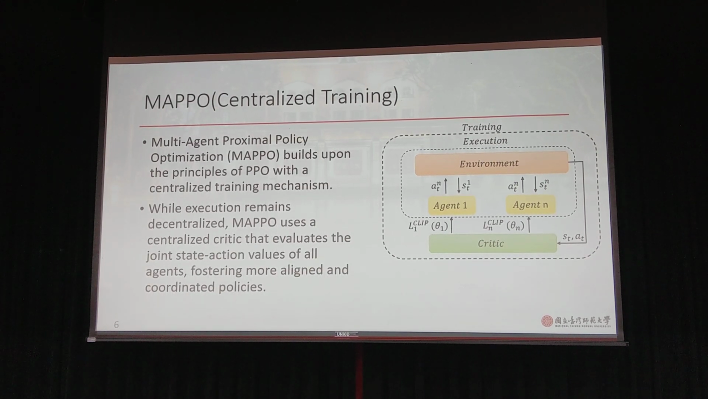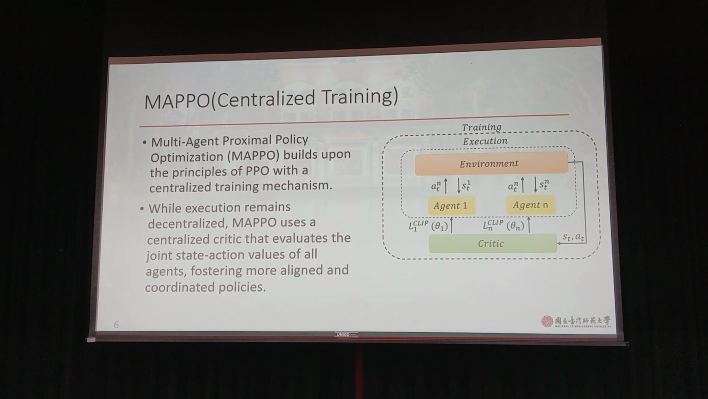MAPPO, or centralized training. MAPPO extends IPPO by introducing a centralized critic that evaluates the joint state-action value, guiding agents towards a unified strategy. This centralized insight improves coordination and collective outcomes, crucial for tasks requiring tight collaboration. Despite its advantages, MAPPO has computational complexity and introduces potential risks with its centralized component, which could lead to vulnerability if compromised.